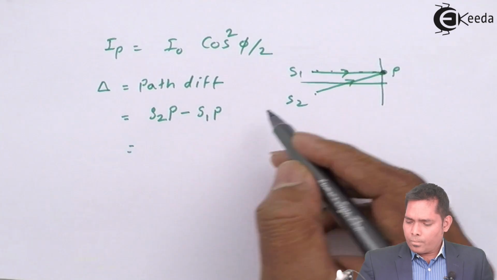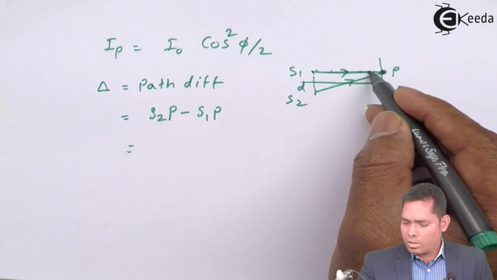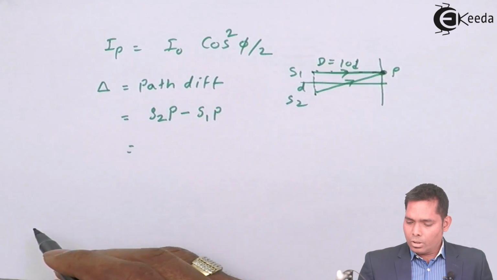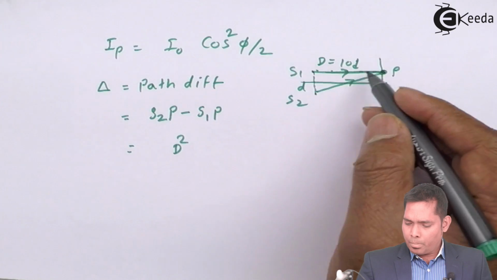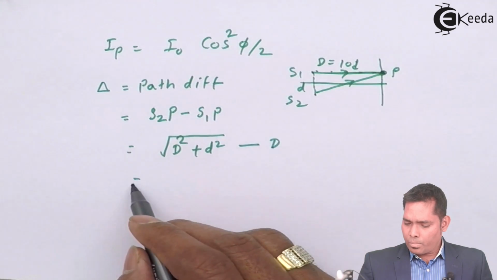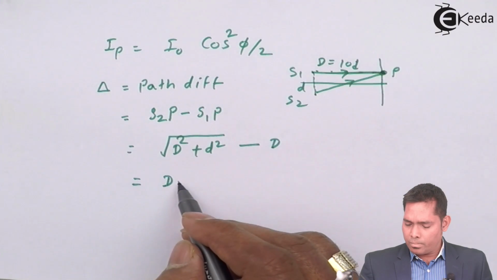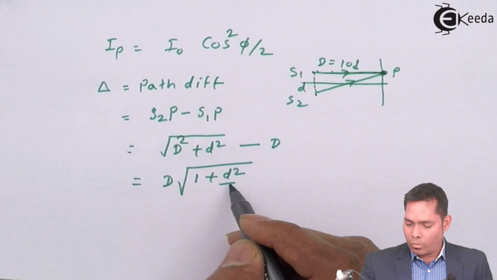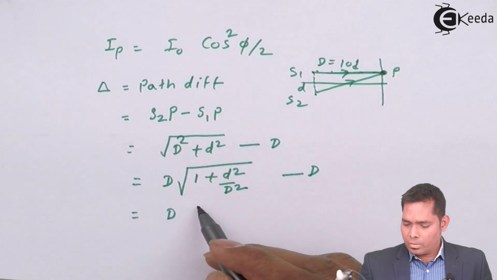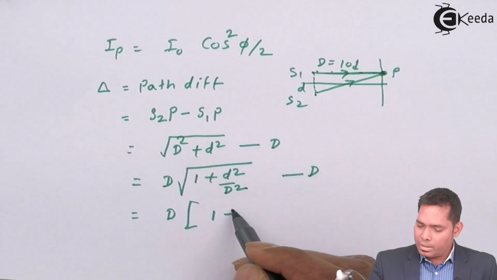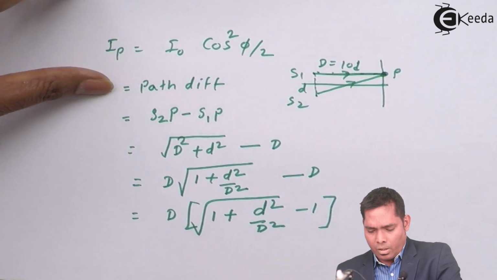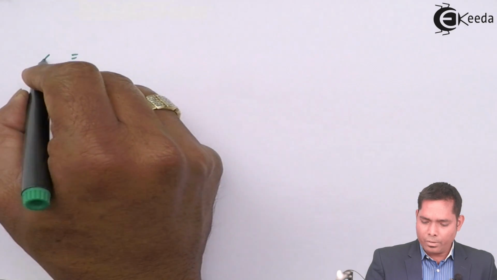This distance S1P is capital D, which is our 10d, and S2P is under root of D square plus d square. So the path difference is under root of D square plus d square minus D. If I take D common out, this becomes D times (under root of 1 plus d square over D square, minus 1).